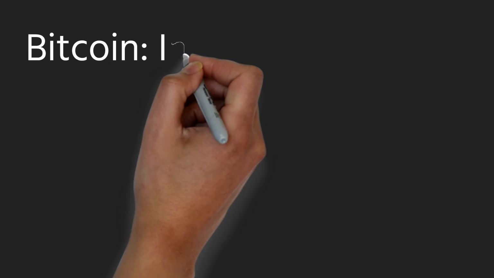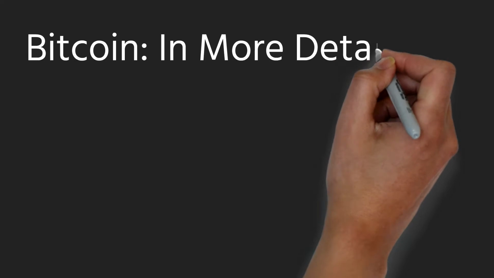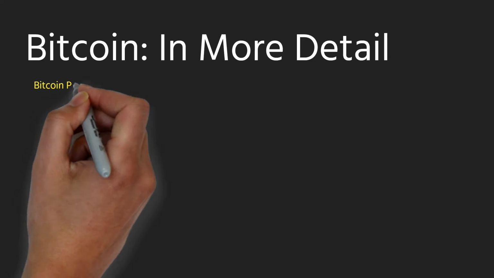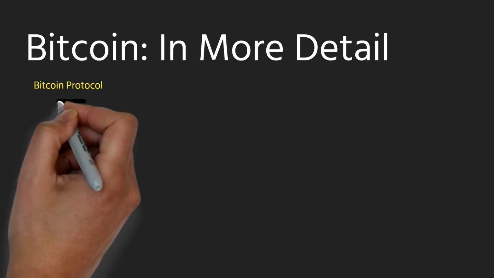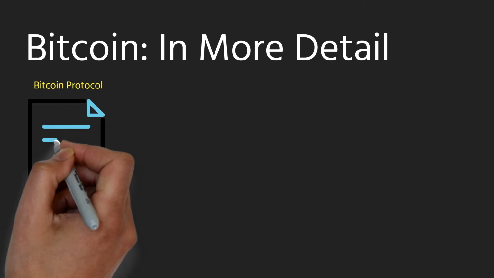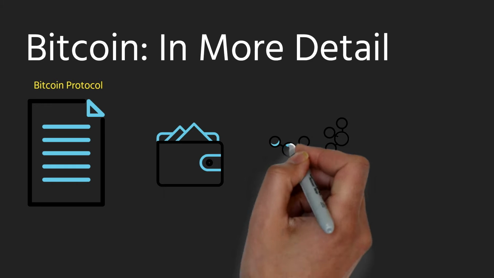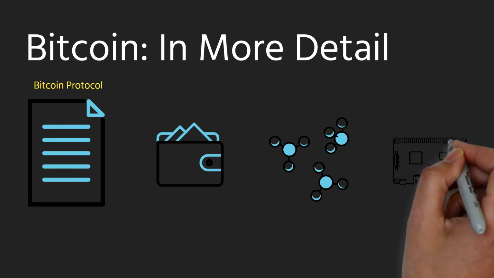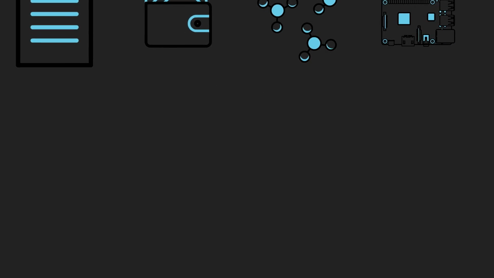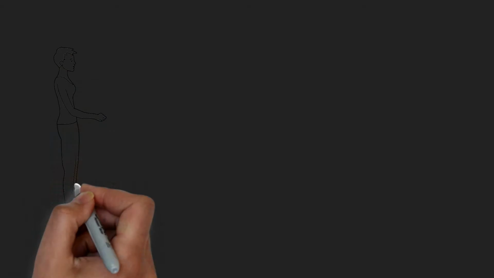Hey guys, in this video we will be going over how Bitcoin operates in more detail and also go over some terms that are commonly used in Bitcoin and blockchain in general. So the Bitcoin protocol is just a list of rules on how entities can interact on the Bitcoin network. There are three main entities known as the wallet, full node, and miners. We will go through how a transaction is initiated and confirmed on the Bitcoin network.